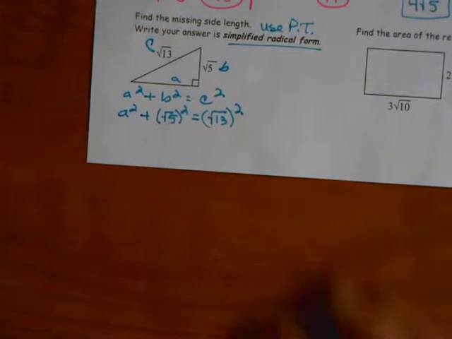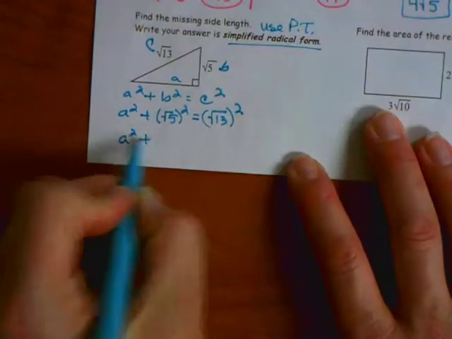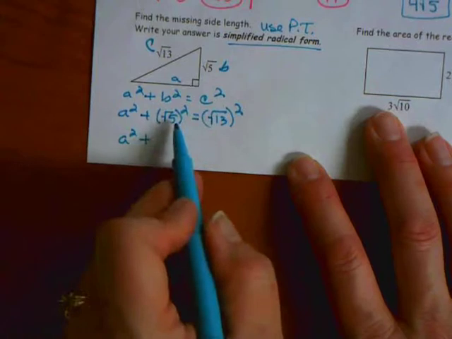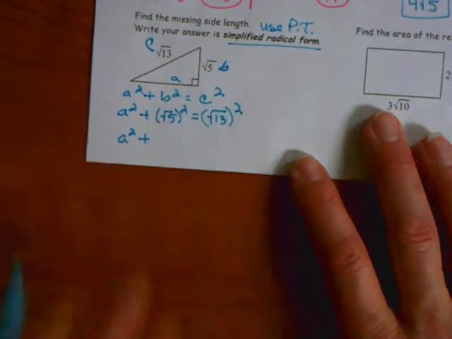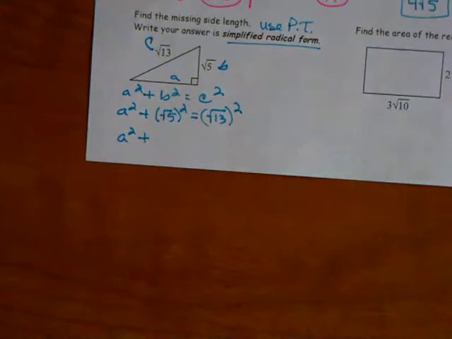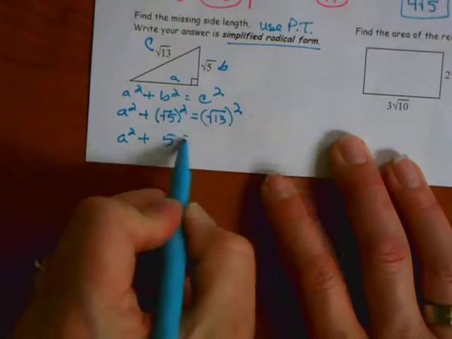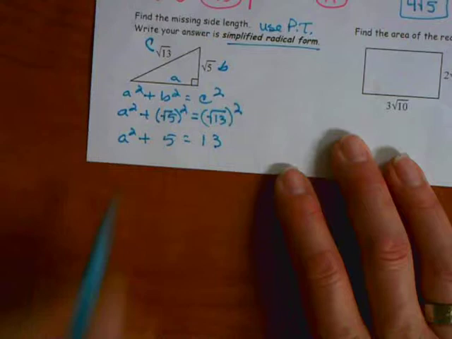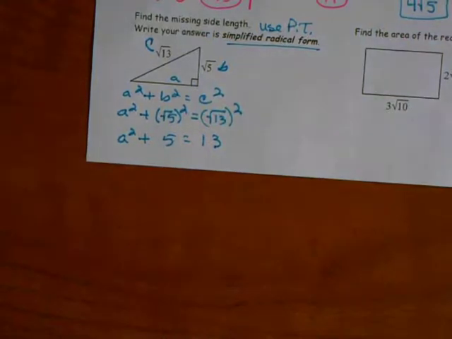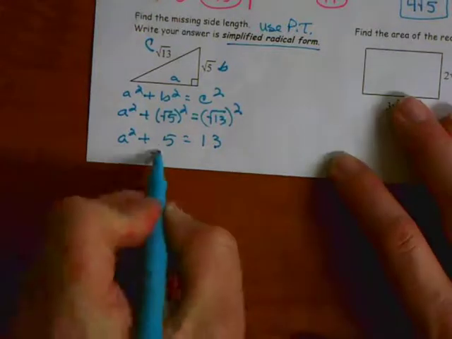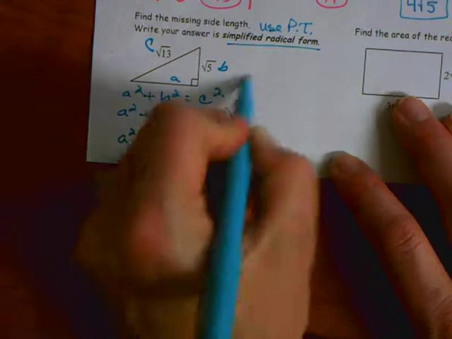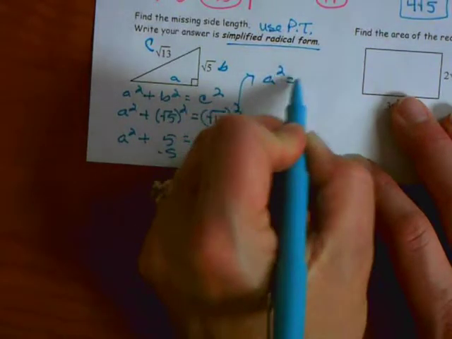It's not as bad as it looks. A squared plus, wait a minute, what's the square root of 5 squared? Just plain old 5. And this is just 13. Oh, but this gets better in the back row. You need to pay attention. It's not as easy as you may think. Okay, now I got to subtract 5. And A squared equals 8.